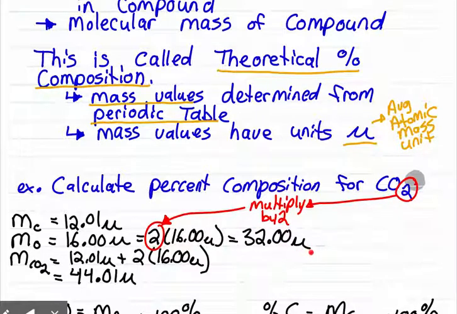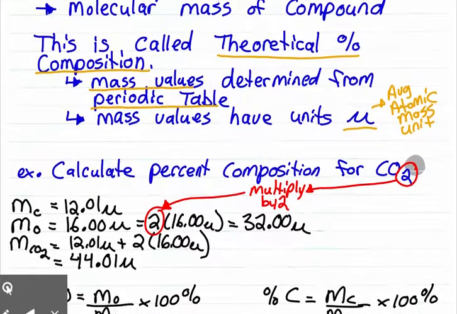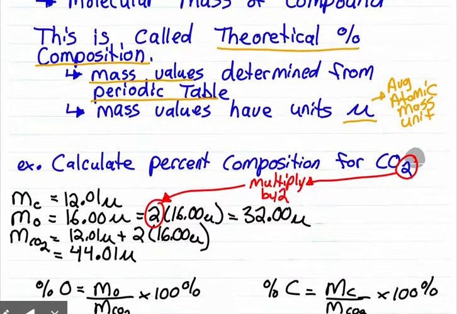32.00 AMU. Then we just have to calculate our molecular mass like we've already learned how to do for carbon dioxide. We have 12.01 atomic mass units plus 2 times 16.00 atomic mass units. We end up with the theoretical mass of carbon dioxide is 44.01 AMU. That's the only difference between theoretical percent composition and calculating experimental percent composition. It's just where the mass data is coming from.